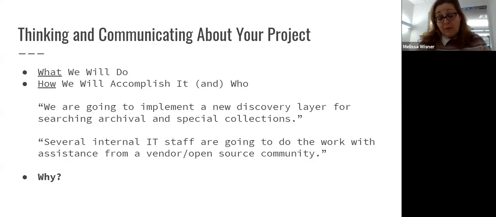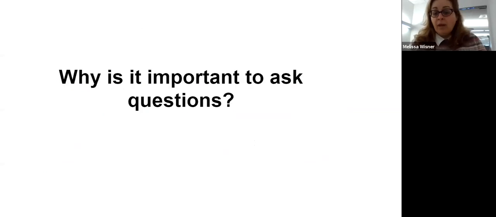But in my own experience, and we can certainly talk about this throughout, the one piece that I always thought needed more emphasis was the why. Why are we going to do this thing? Why are we choosing this over other things? Why is it important? Why have we identified this as being a priority? Why is it important to ask questions?